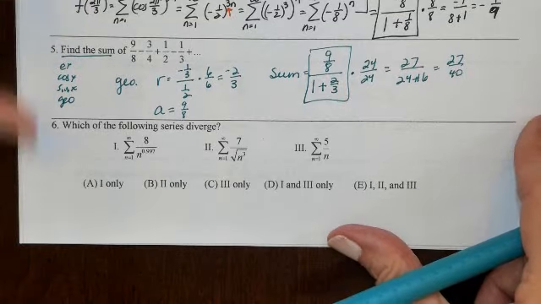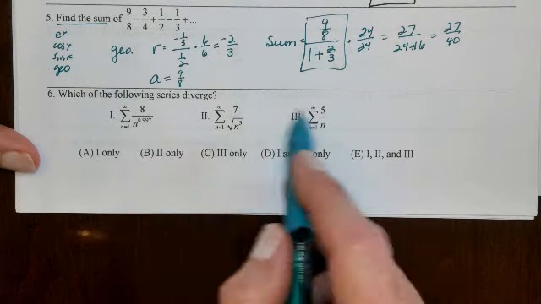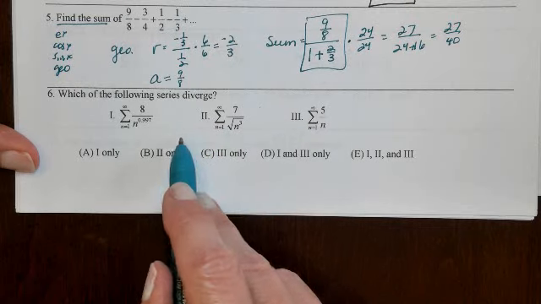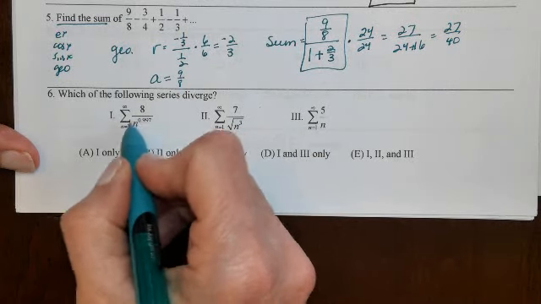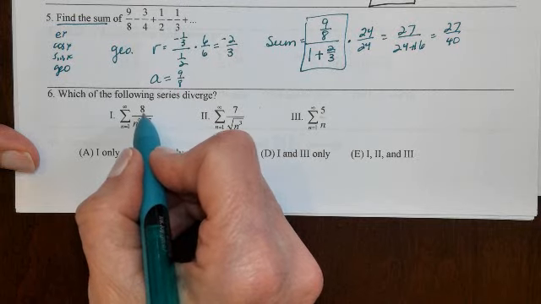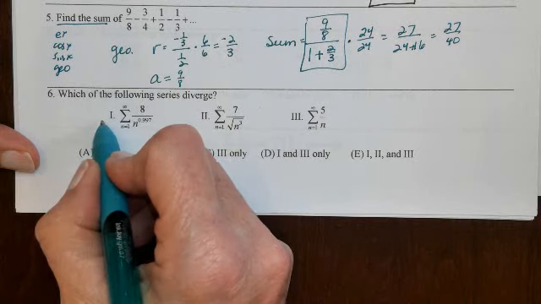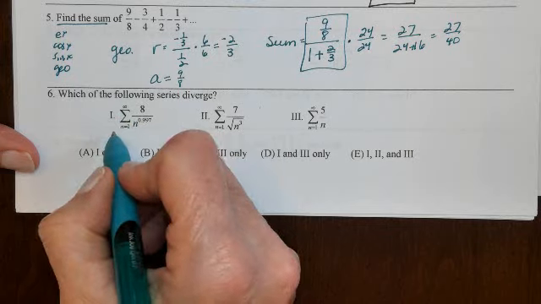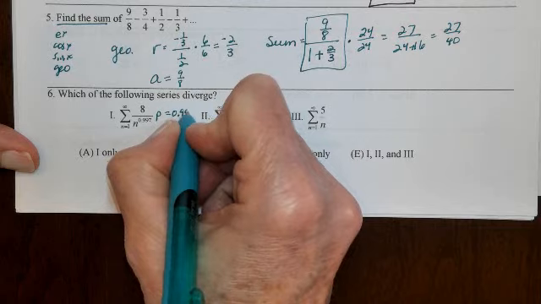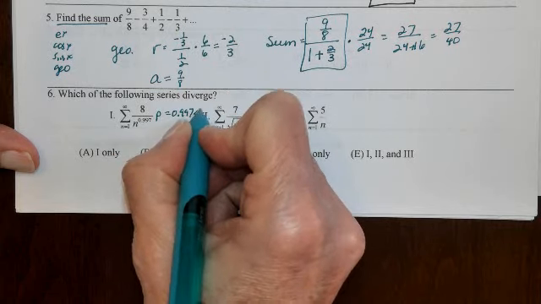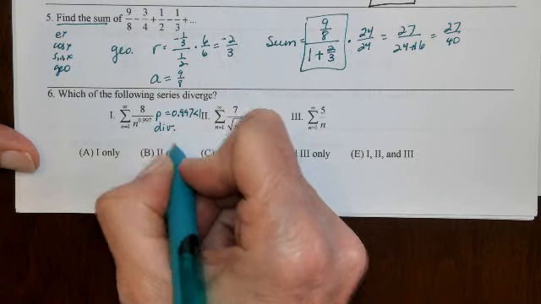All right, which of the following series diverge? This is just a little practice on remembering your convergence and divergence tests. This series is a P series. The 8 does not matter at all. There's no n involved. You could pull it outside, change it to a 1. Okay? So this is a P series where P is 0.997. That is less than 1. Therefore, this series diverges.